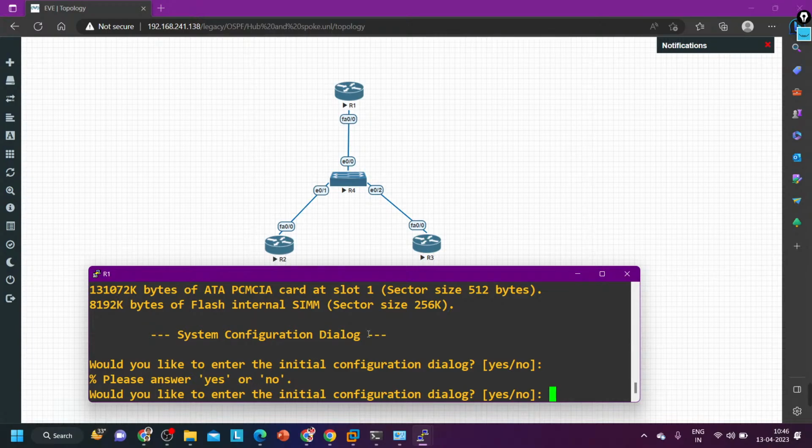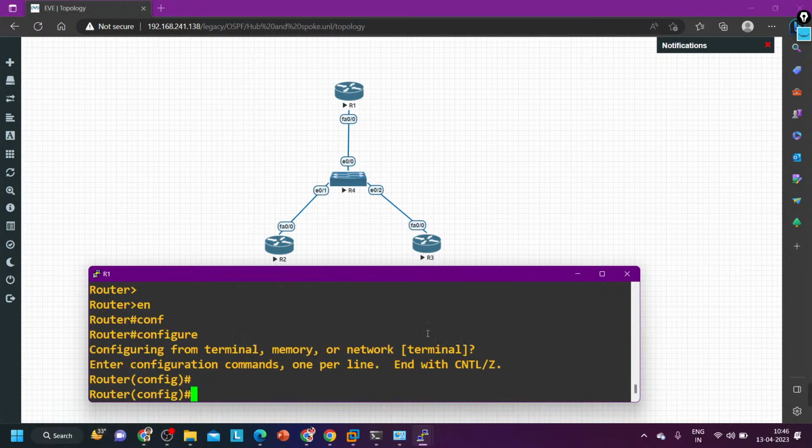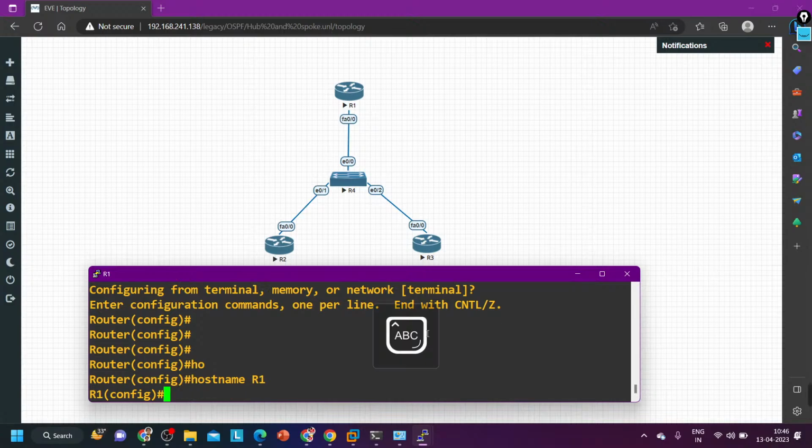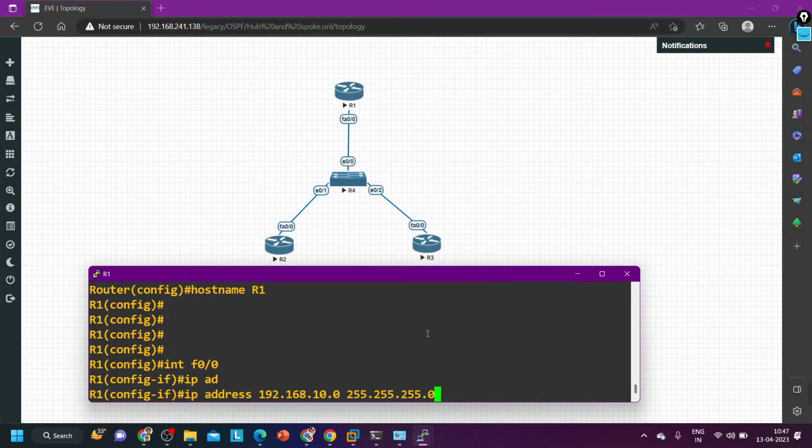Config T, hostname R1. Okay, interface F0/0. Suppose I am running the network 192.168.10.0 255.255.255.0. Tell me, what will be the network type by default over here? What will be the network type?